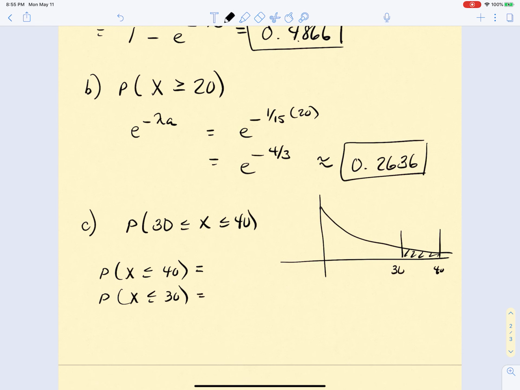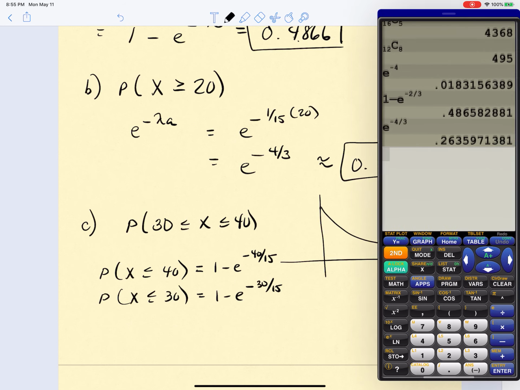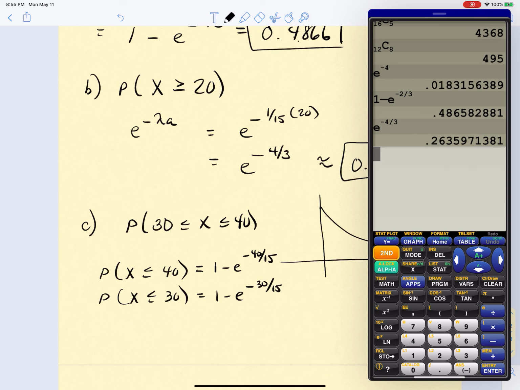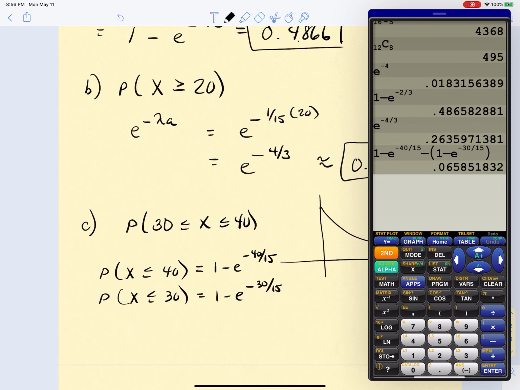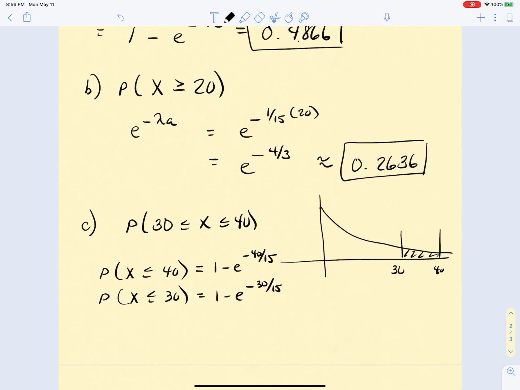So the probability that x is less than or equal to 40, well, that's 1 minus e to the negative 40 over 15, and 1 minus e to the negative 30 over 15. And we can put that into the calculator just as it reads. So we have 1 minus e to the negative 40 over 15 minus, parentheses, 1 minus e to the negative 30 over 15, which, yes, we know that's 2. And that's what we get for our answer. So that event is going to happen about 6.59% of the time.